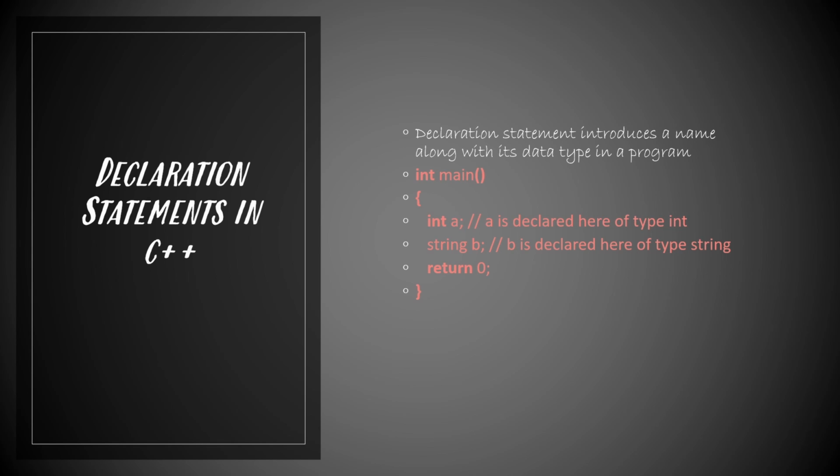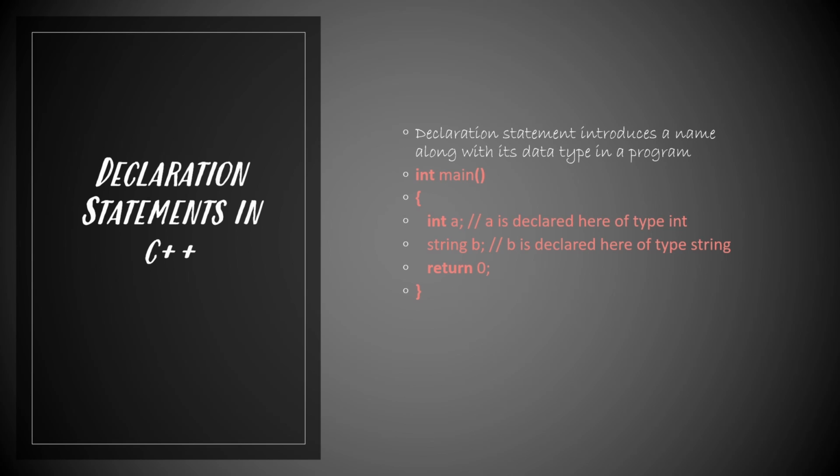As we have heard of declaration, that means we define a name, or we introduce a name, right? So a declaration statement introduces a name along with its data type in a program. Let's clear that up with an example. int main. We use int to declare main in C++, whereas in C we use void or some other data type, but in C++ we make sure we use int.